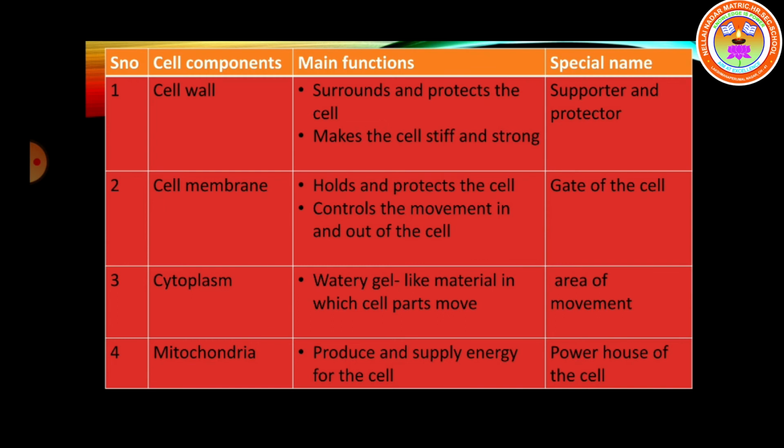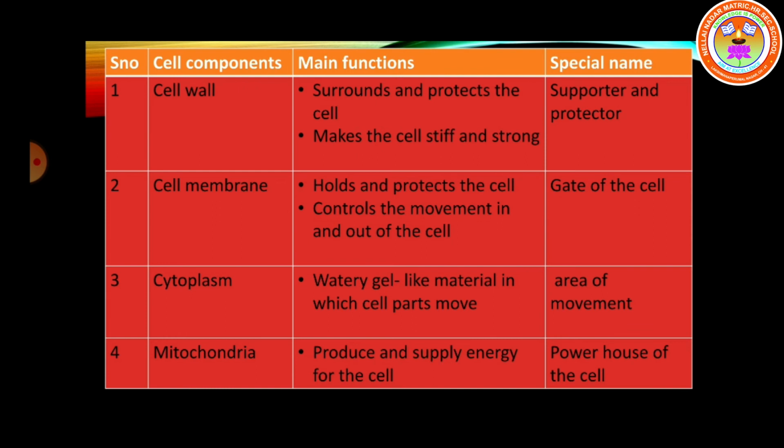Next is the cell membrane. So, it holds and protects the cell and it controls the movement in and out of the cell. So, the cell membrane checks whatever essential things are needed for a cell, it allows inside, whatever is unnecessary it emits. So, the movement in and out of the cell is controlled by the cell membrane. So, we call it the gate of the cell.